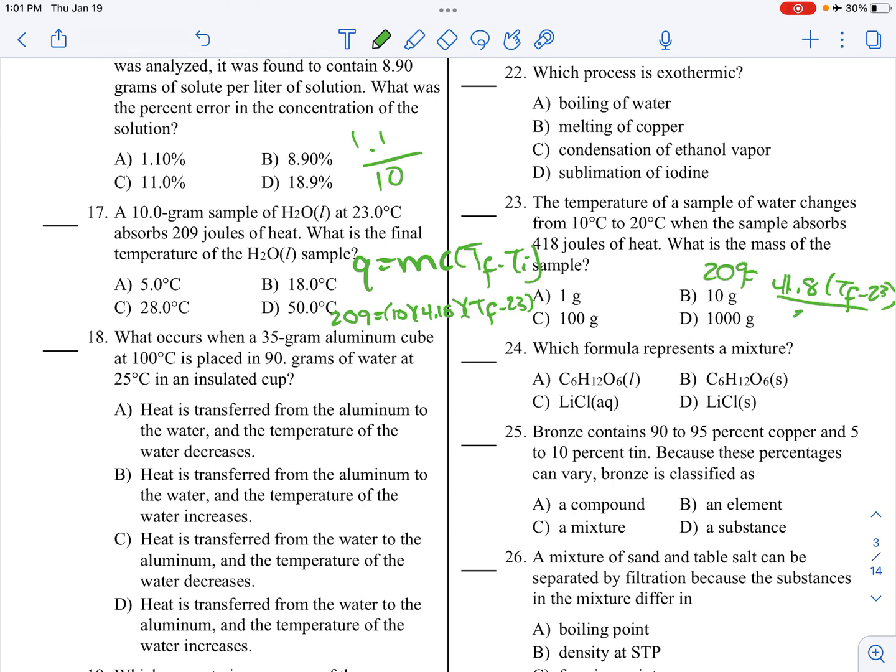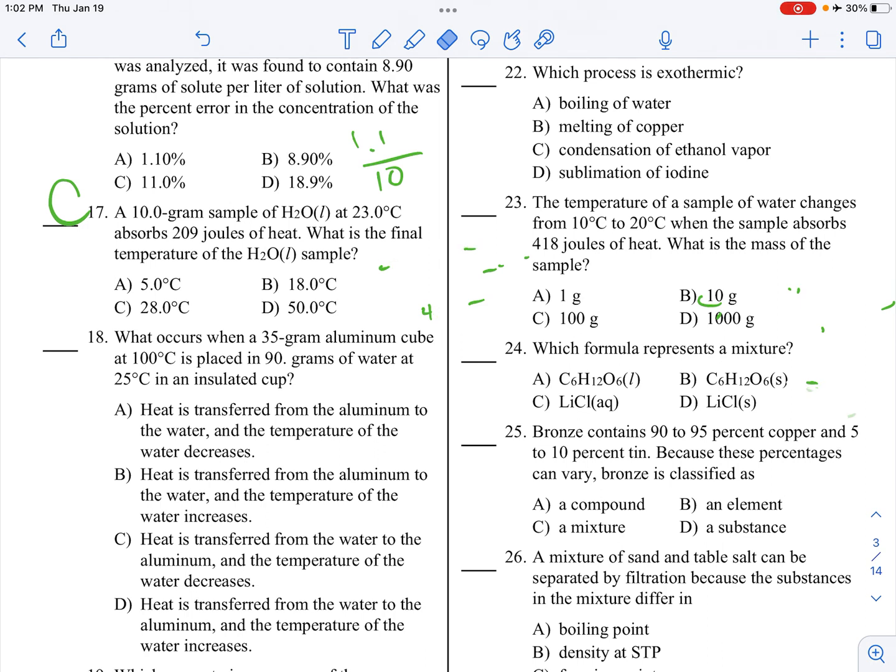So we're going to divide both sides by 41.8. Can barely read that. 209 divided by 41.8. And we get 5 equals T final minus 23. Add 23 to both sides, and you get 28 degrees. So I'm going to erase that now. I wish that would erase a little bit better.